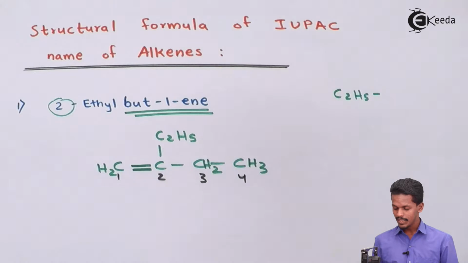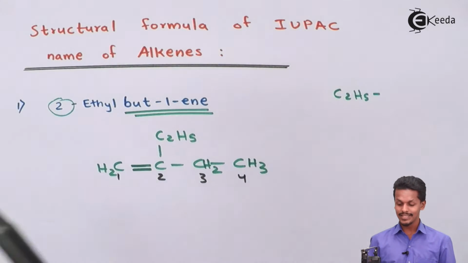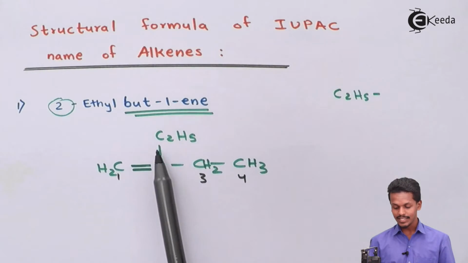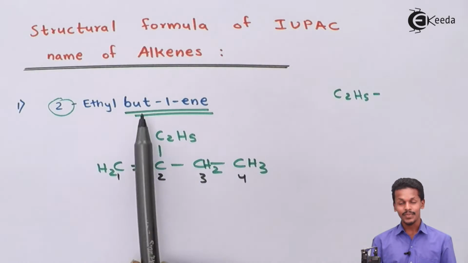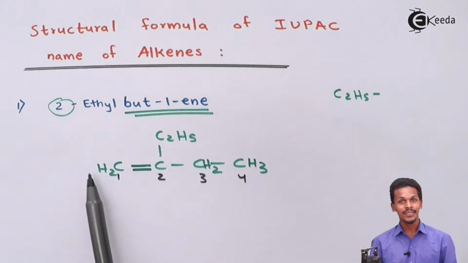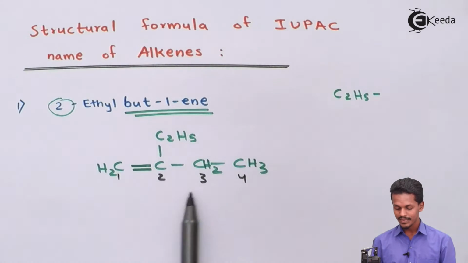How? Let me tell you that. Suppose you extend this C2H5. We could write C2H5 as CH3 CH2, or in this manner, CH2 CH3. So the longest chain would be this one, but in terms of alkane. In terms of alkene, it should consist of the double bond. That's the reason the double bond is over here, and this is to be considered as the longest chain. I'm talking about this one.